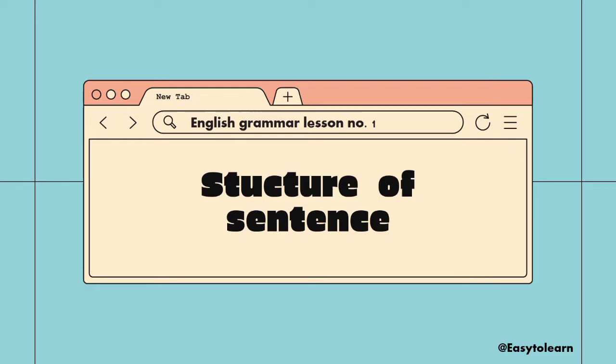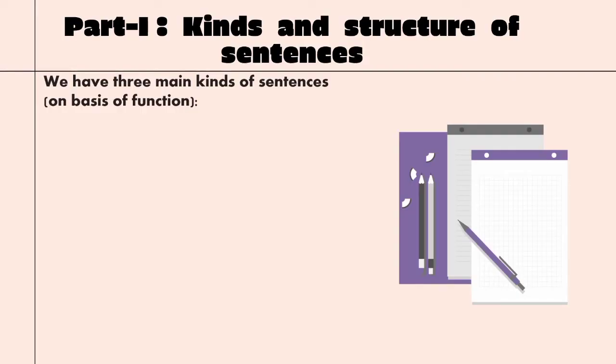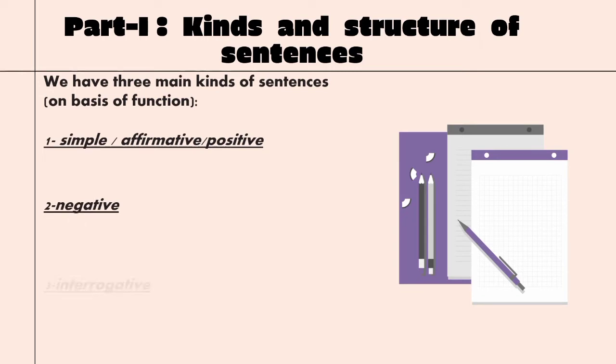So let's get started. Now our first part is kinds and structure of sentences. There are many kinds of sentences. Firstly, we are discussing the kinds of sentences on the basis of structure. So on the basis of structure, there are three main kinds of sentences. The first is simple, second is negative, and third is interrogative.